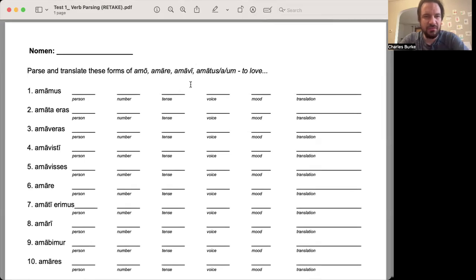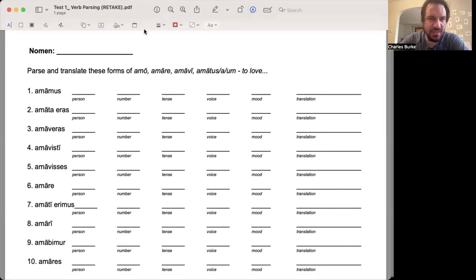Hey guys, going over the second practice test now. So first thing I'm going to do is look at amo, amare, amavi, amatus, and I'm going to decide that it is first conjugation based on that -are. And because it's first conjugation, I know that the future indicative for first conjugation is formed with that bi.